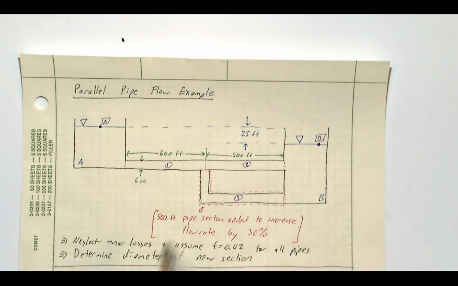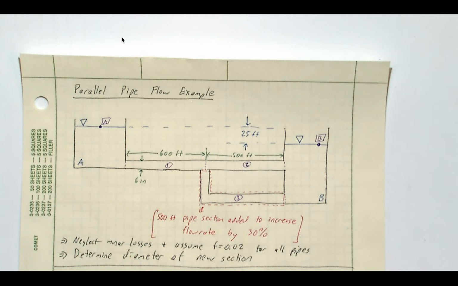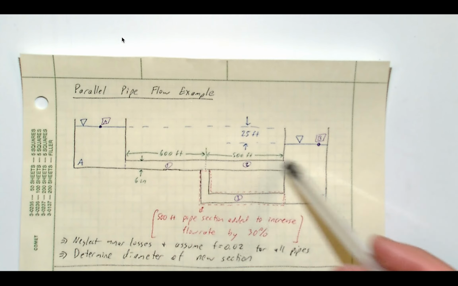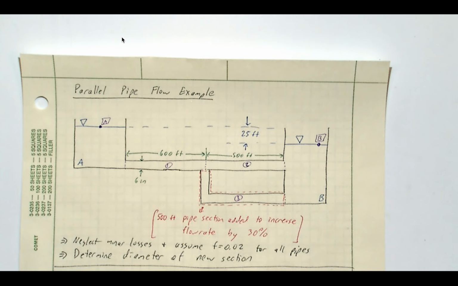And the goal in adding a second pipe that connects here down to the bottom of tank B is that it'll increase the flow rate by 30%. So the Q value we have for the single pipe is then increased, 1.3 times the total volumetric flow rate for the full system when we've added the second pipe.